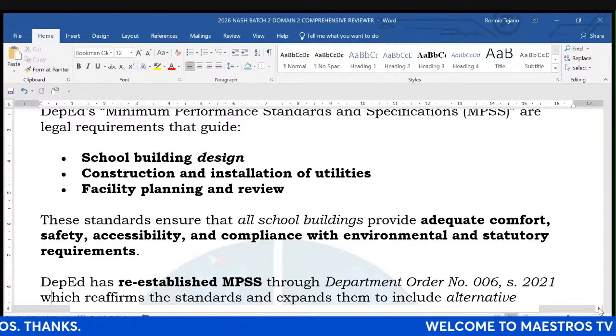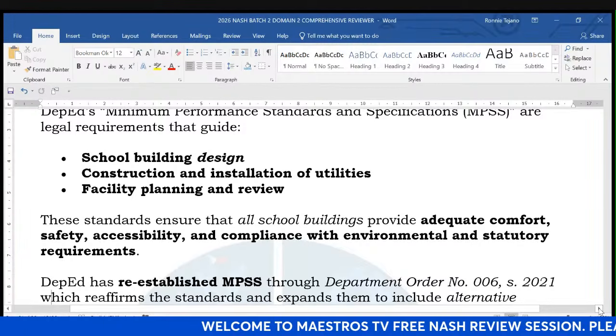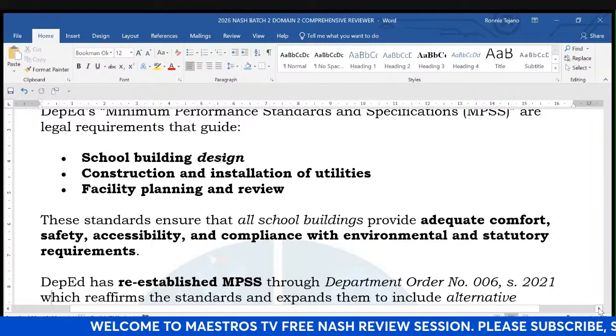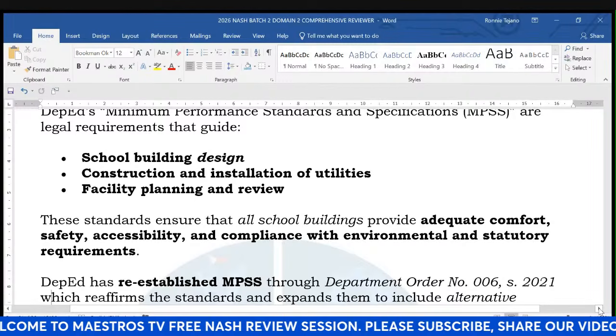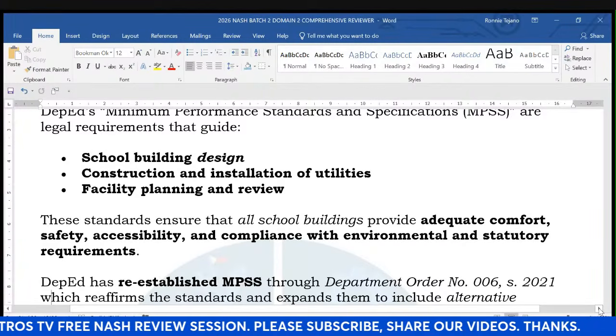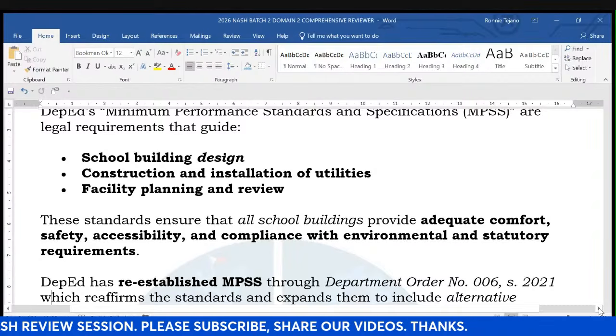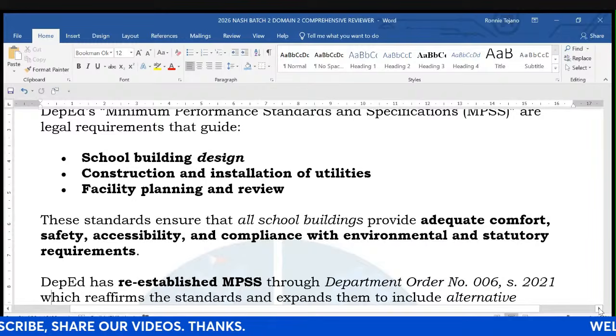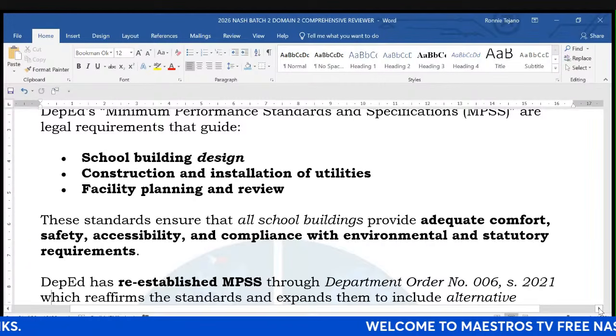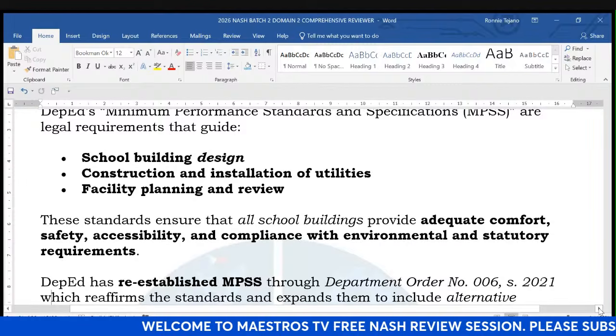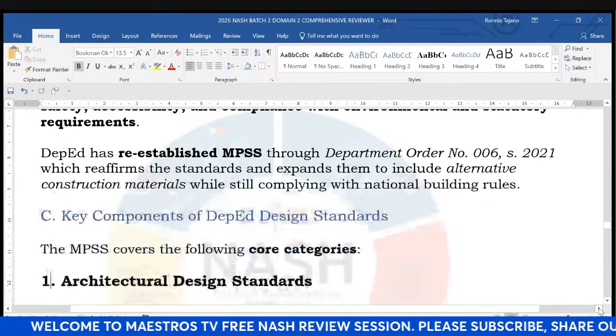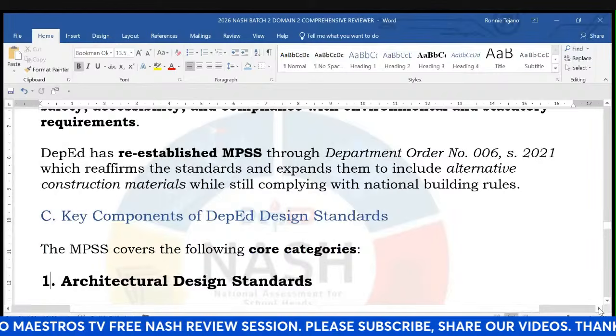Then the construction and installation of all utilities, meron ng specification, no? Even the facility planning and review. So these standards ensure that all school buildings provide adequate comfort, safety, accessibility, compliance with environmental and statutory requirements. Hindi pwedeng yung isang school, iba ang itsura ng mga upuan niya, mga table niya, kung ano-ano, no? So what is good in one school should be the same in one particular school.